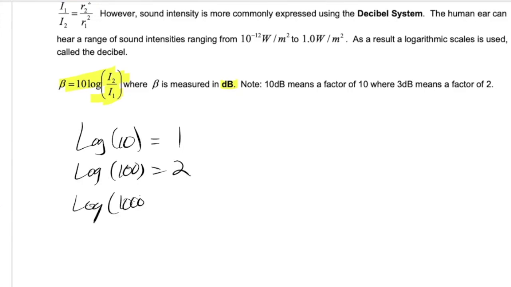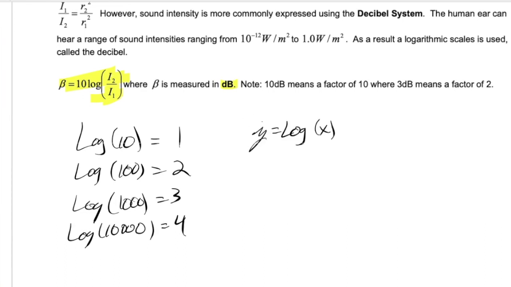Then do log of 100, you should get an answer of 2. Log of 1,000, I think you can see a pattern here. Log of 10,000, and we get 4. So what is this log business? Well, what log actually tells us is the following, and this translated is really this: what exponent of 10 gives us our value x? So this is just another way of writing this right here to the right.